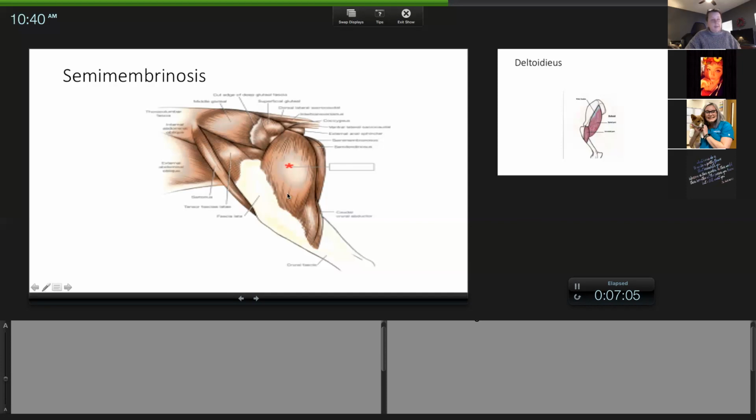So what they do is they pull towards origin. By doing that, it extends the hip, but it also causes the stifle to flex. So they flex and extend. Remember, I said some of these muscles do both. They'll extend one joint and flex another. But these are also muscles of injection.